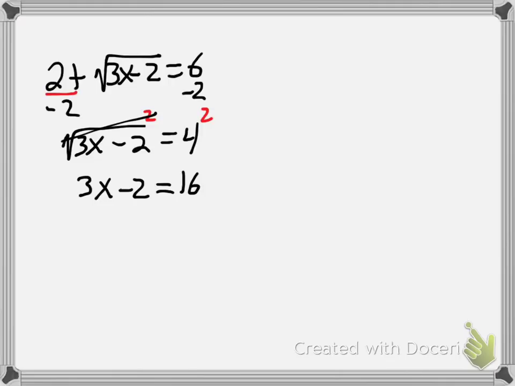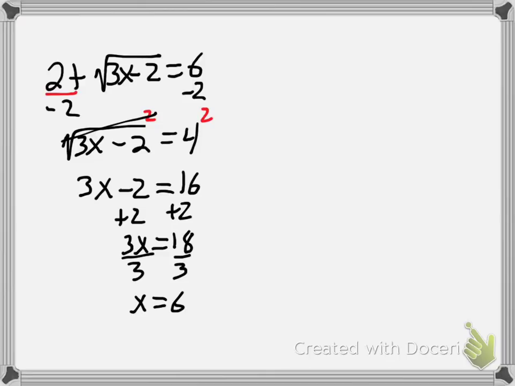And now we're on to step 3, which just means you're going to solve for x. So we're going to have to add 2. So 3x equals 18. Divide by 3. And I get that x is equal to 6. That's as easy as that. So we're going to do a couple more basic ones.